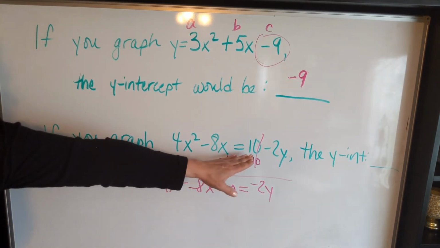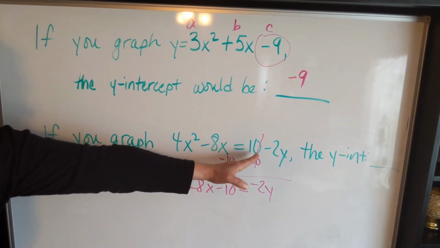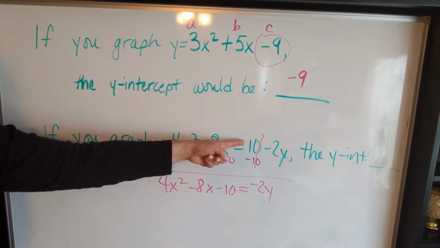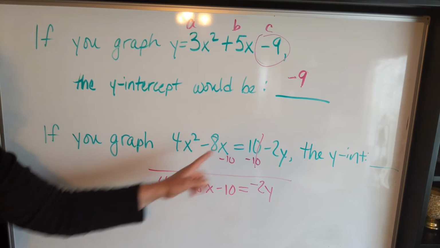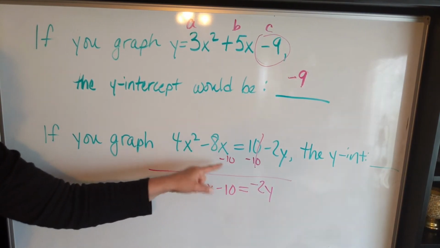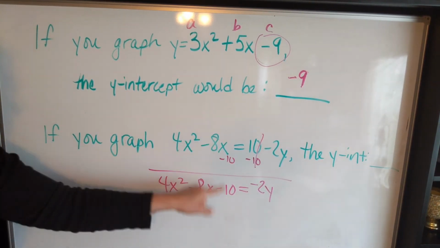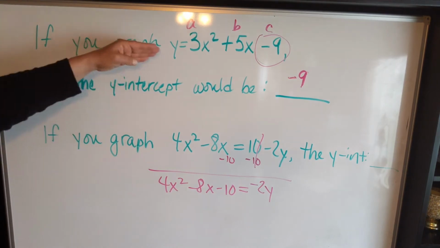So all I did was move that constant from the right-hand side of the equation to the left by subtracting it, because I know that a positive and a negative cancel out. And I know that I can't add it to this or to this. It's its own term. So I have 4x squared minus 8x minus 10. It looks closer to this now.